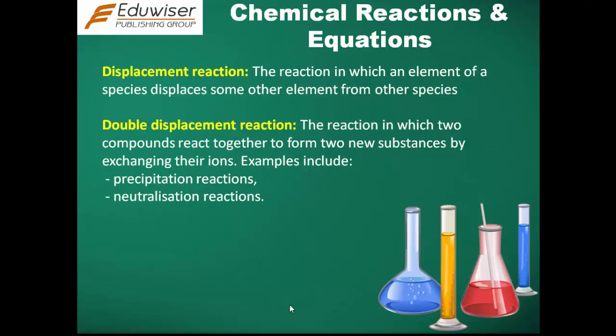The reaction in which an element of a species displaces some other element from other species is called a displacement reaction. The reaction in which two compounds react together to form two new substances by exchanging their ions is called a double displacement reaction. Examples include precipitation reactions and neutralization reactions.